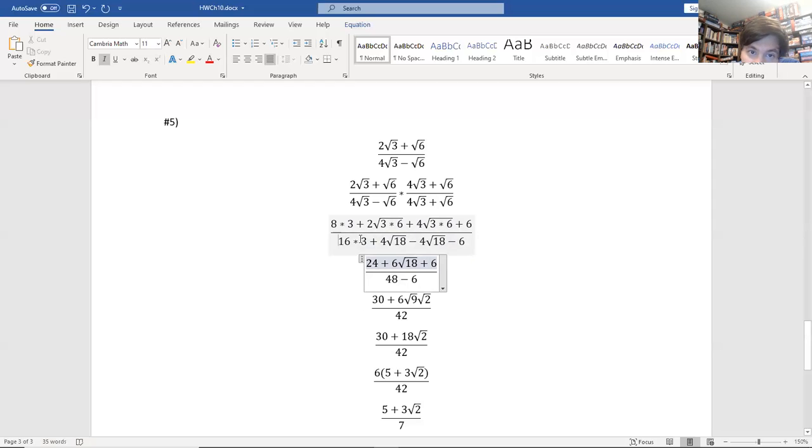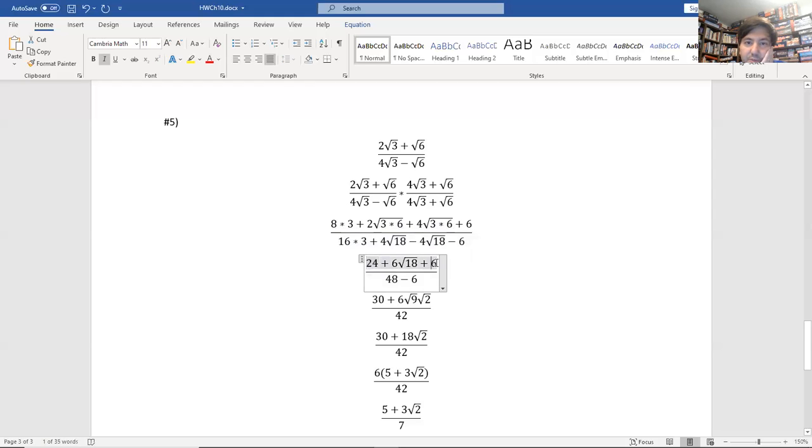Down on the bottom, I have a 16 times 3, which is 48. You may notice this is plus 4 root 18 minus 4 root 18. Those are going to cancel out because they're exactly the same. It's just one's positive and one's negative. And then last but not least, there's a minus 6 here. We're just going to bring that on down. So then for the next step, there's two things we got going on here.